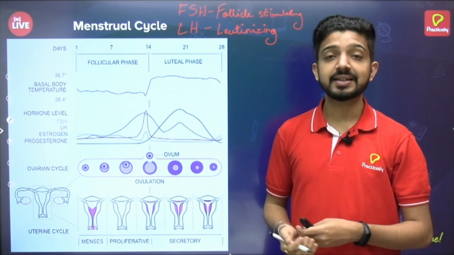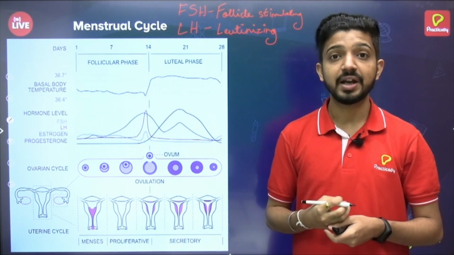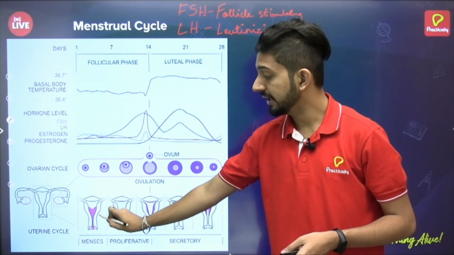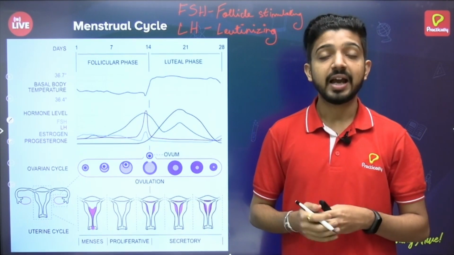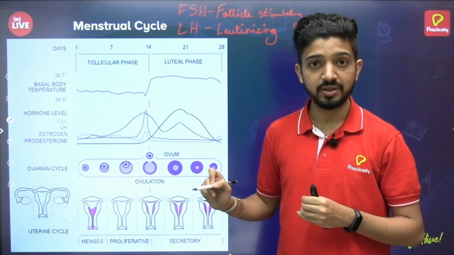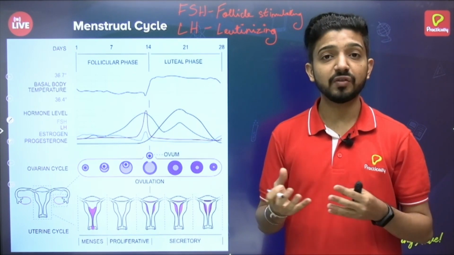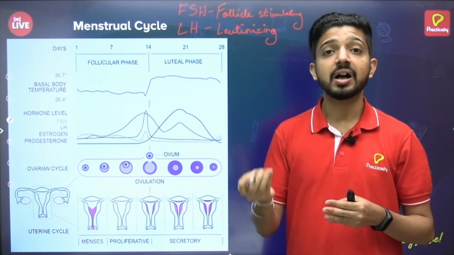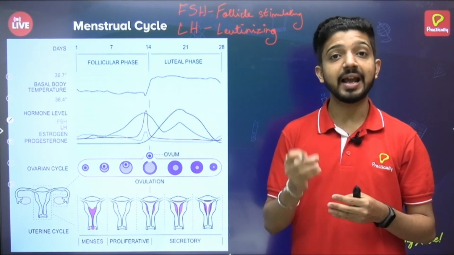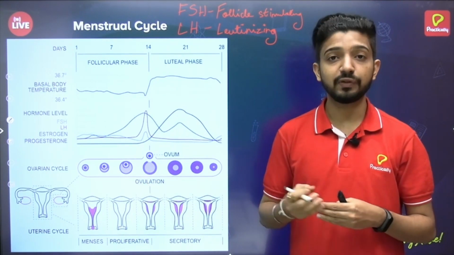Now let's analyze it, starting with stage 1 of the menstrual cycle, which is also known as the menstrual phase, where the endometrium layer gets degenerated. Because of the low level of various hormones, the endometrium layer starts breaking, and it causes rupture of blood vessels, and the blood along with some cells of the endometrium layer and the unfertilized ovum comes out through the vagina through menstrual flow.